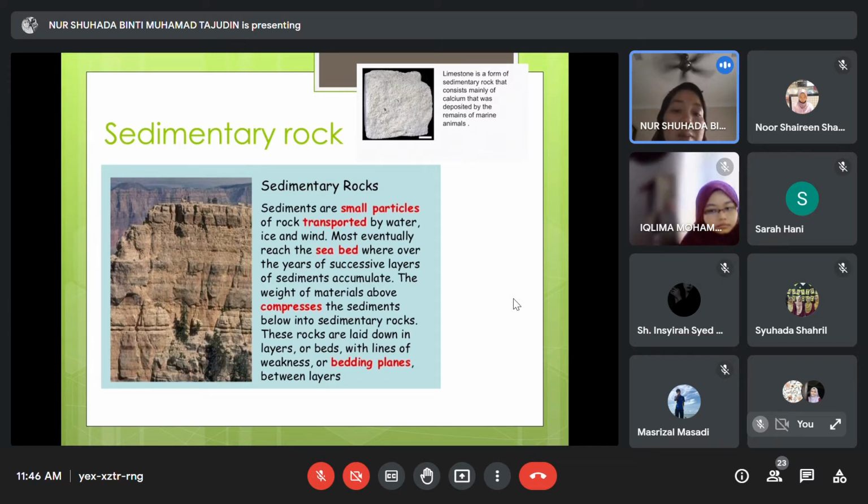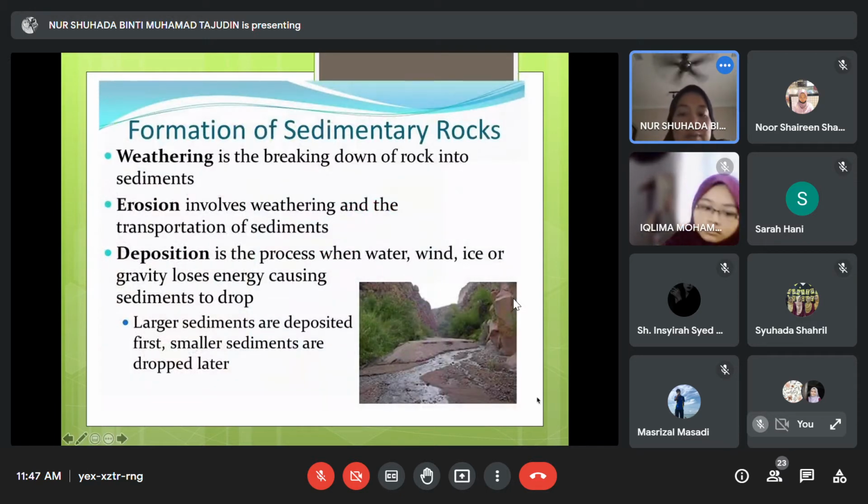Sedimentary rocks are small particles of rock transported by water, ice and wind. Most eventually reach the seabed where over the years successive layers of sediment accumulate. Okay, so daripada sini dia akan terbentuk sungai-sungai kan kat tepi sungai tu. Okay, kalau you nampak sungai tu, mula-mula sungai tu banyak batuan dan lagi 100 tahun dia dah jadi pasir. Okay, so that is sedimentary rocks, meaning that the soil is formed by a movement.